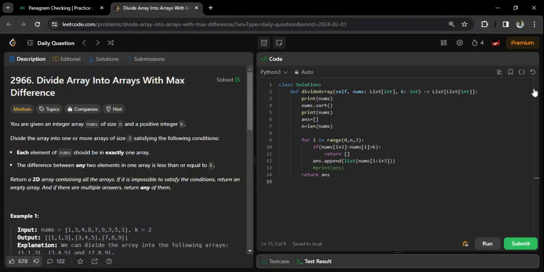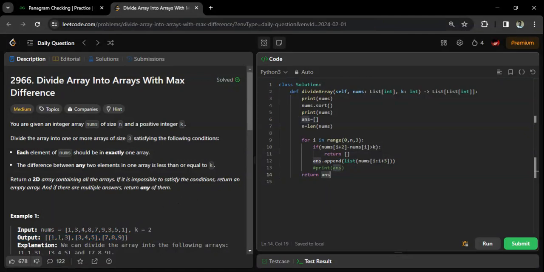Now coming to the solution, that's what I've done here. I have initially sorted the array. Then I'm taking an answer, which is going to be the final answer that I will be returning. Remember, the final answer will be a 2D array. Why is it a 2D array? I will have to encapsulate the final answer in another array such that it becomes a 2D array.